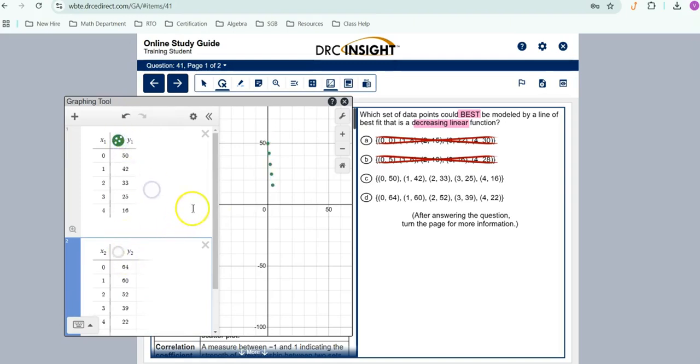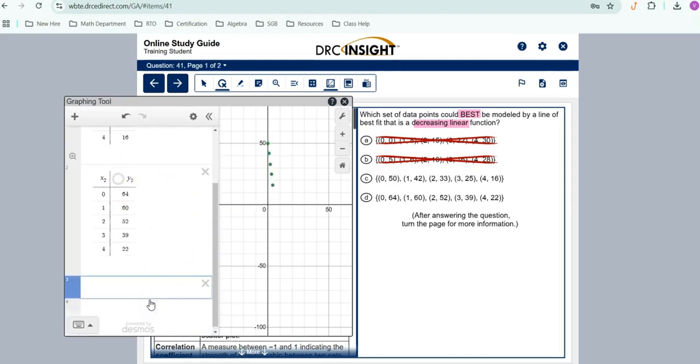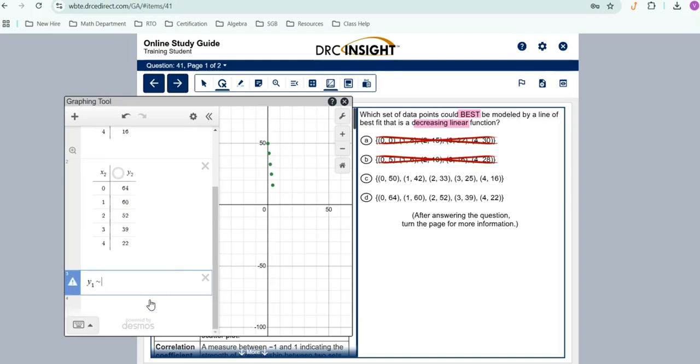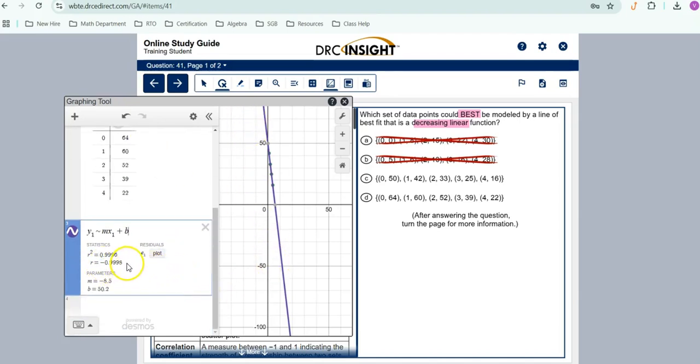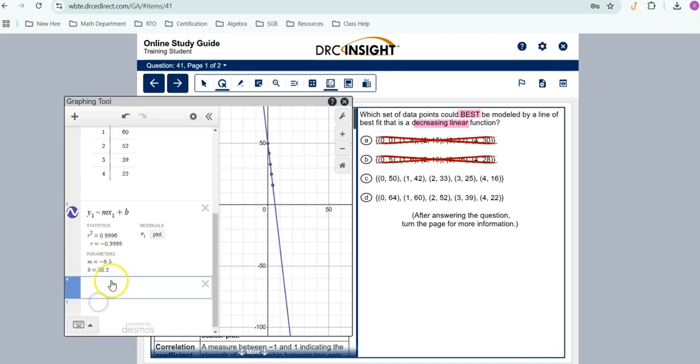here to our green one, I'm going to do a line of regression. So y sub 1, and then remember it's mx1 plus b. So that shows me my green line. And remember what we're looking for here is how good is this r value. So my r here is almost -1. That's a pretty good r.